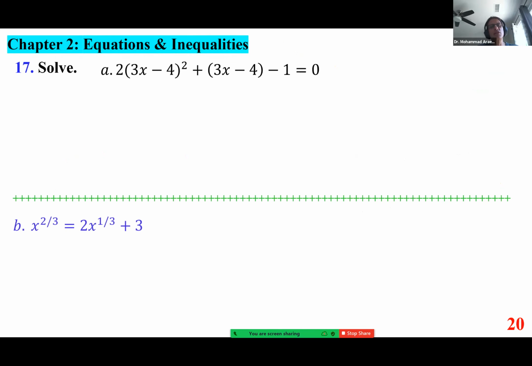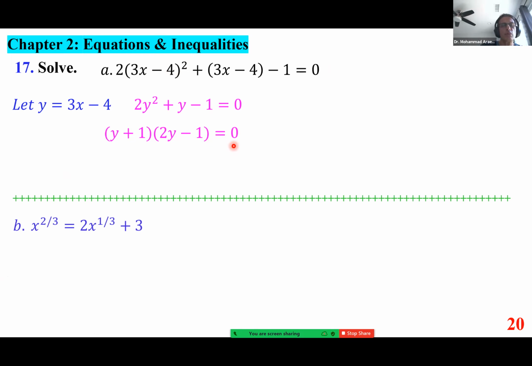We want to come up with the answer. We have a choice of simplifying, or the best course of action would be to do the substitution. Let 3x minus 4 be any variable of your choice except x. So y is 3x minus 4. We have 2y squared plus y minus 1. And that's a simple factoring. Y plus 1 times 2, y minus 1 equal to 0. Y becomes negative 1, also 1/2.